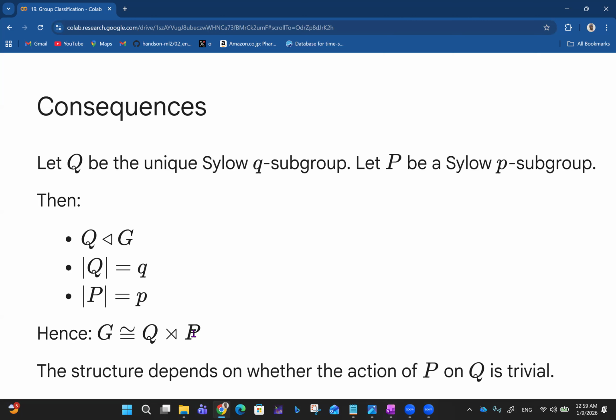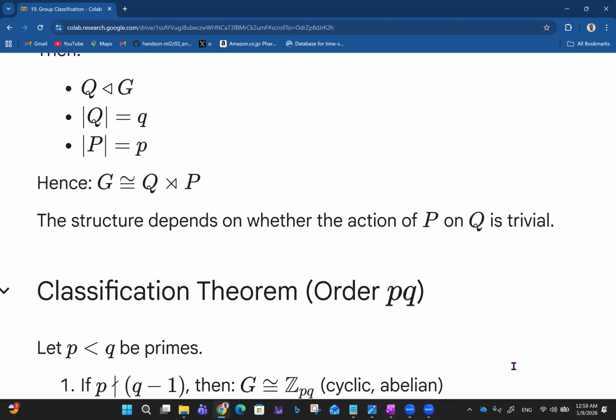This structure depends on whether the action of P on Q is trivial. So Q, this sign, I'm not sure what it is called, but we just know G is isomorphic to Q by P. But this one has some special thing. So this structure now depends on whether the action of P on Q is trivial.